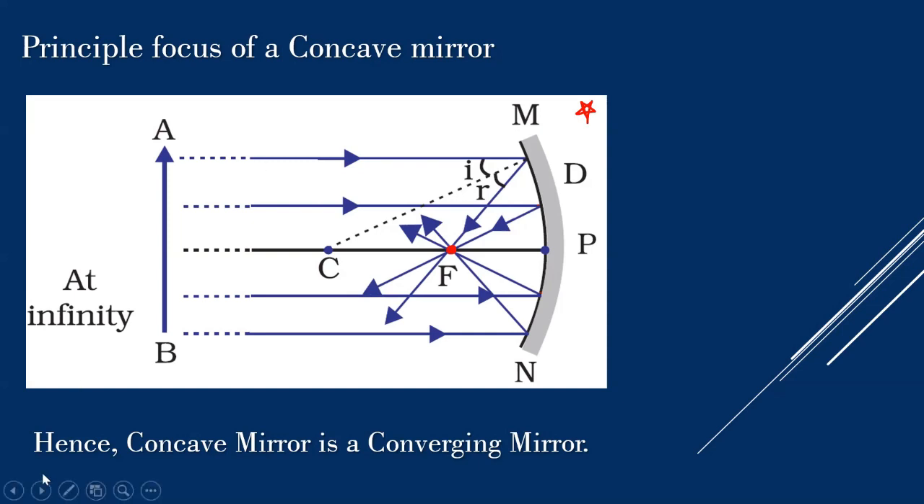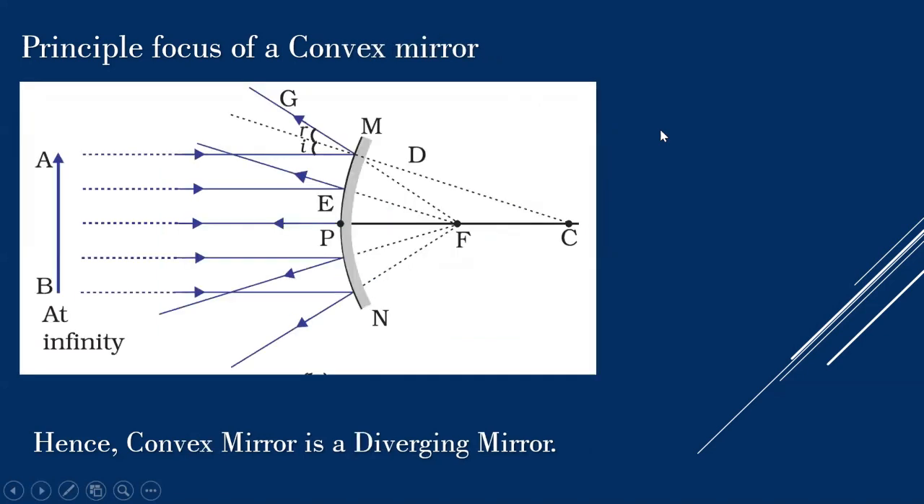Similarly, as concave mirror is a converging mirror, let us see what will be the behavior in case of a convex mirror. Again, AB is the object which is at infinity. Light rays parallel to the principal axis are coming and hitting the convex mirror. And if you see, these rays are getting diverged. For example, this is your convex mirror. Let this be the principal axis.